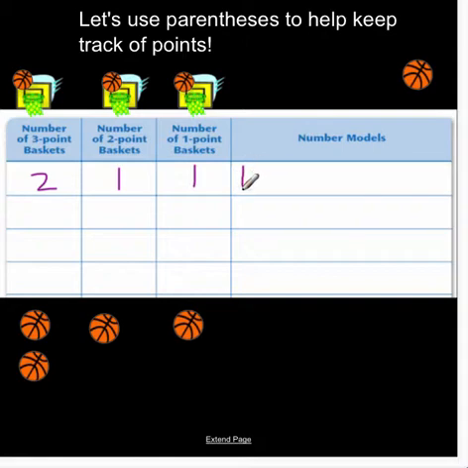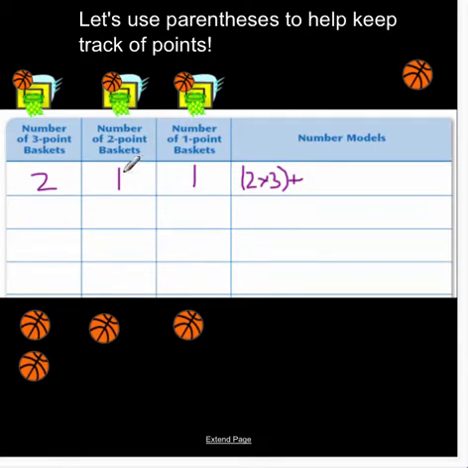I'm going to add together the 3-point baskets, the 2-point baskets, and the 1-point basket. This player took 2 shots, and each of them were worth 3 points. We're going to show that by writing 2 times 3. I'm going to put my parentheses around that and separate this from the 2-point baskets. But I need to put a plus sign because I want to add the 3-point baskets to the 2-point baskets.